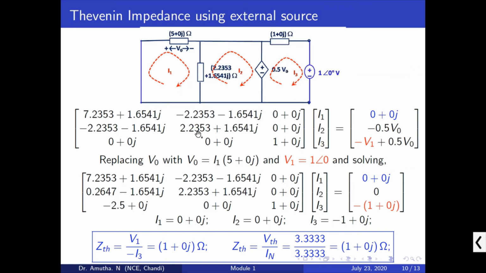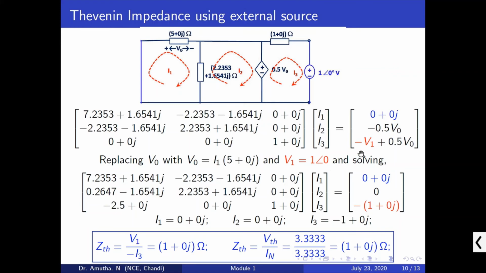Here also, what are the changes we can observe? There are no independent sources, so the independent sources are made 0. Initially it was 10 plus 0j, now it is 0 plus 0j. Apart from that, there is an additional term, minus V1. Why is it minus V1? The current direction is in this way, that is, the current is flowing into the plus of the voltage source. So that's why we are having the minus. V1 is nothing but the known voltage. Here it is 1 at an angle 0.